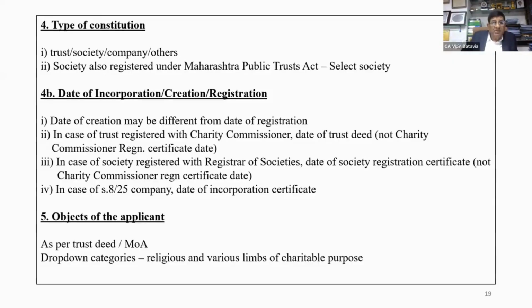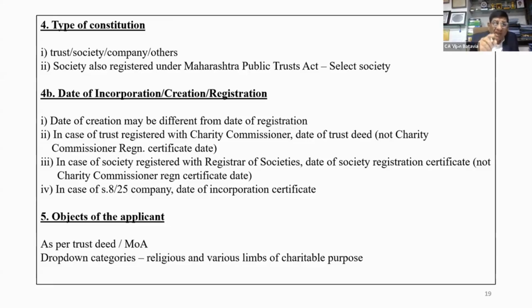Next, please. Type of constitution: either you can have a trust, society, company, or other. Generally, there are three. But under a Public Trust Act, such as the Maharashtra Public Trust Act, the first step is to get the society registration, and then you are registered as a public trust. Your charity commissioner is acting in a dual capacity. He is registrar of societies as well as charity commissioner. So those two registrations are there.